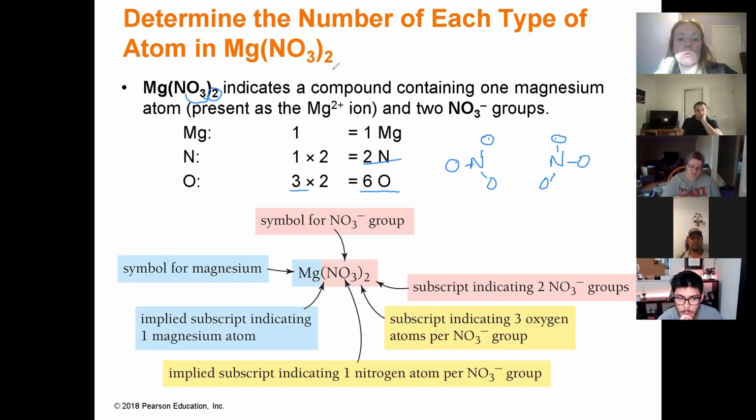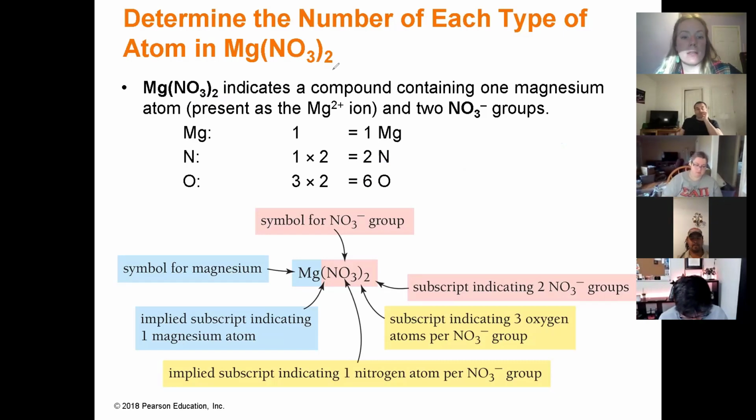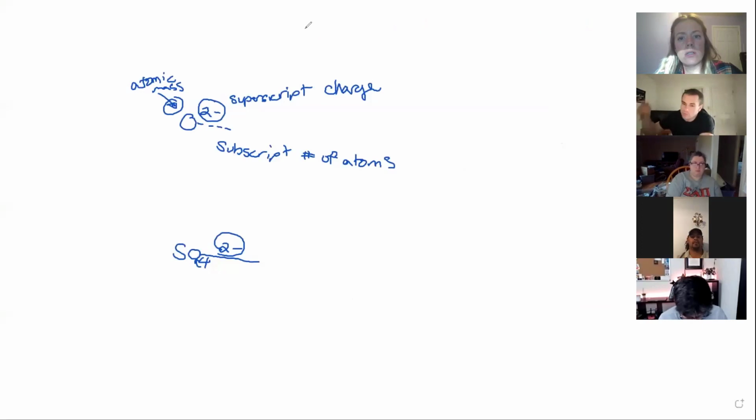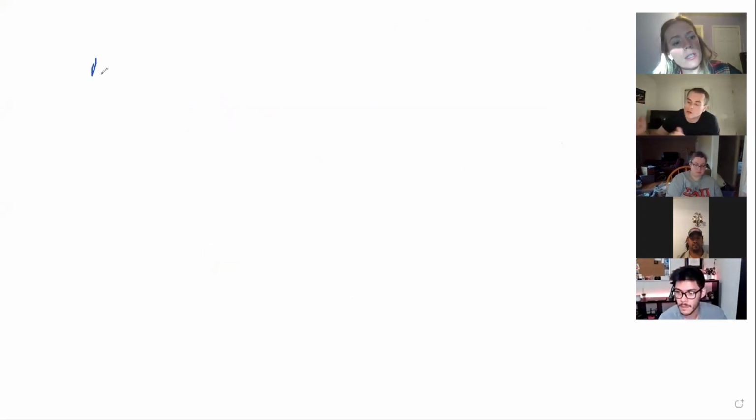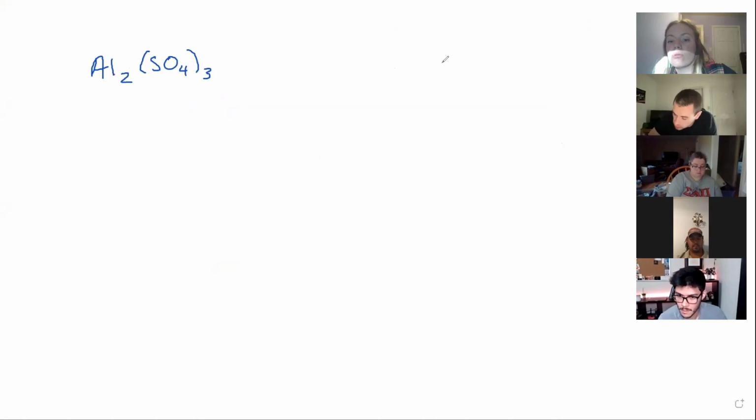So I'm going to give you 2 formulas, and I want you to tell me what atoms are present and how many of each atom there are. So let's do aluminum sulfate, which is Al2(SO4)3.